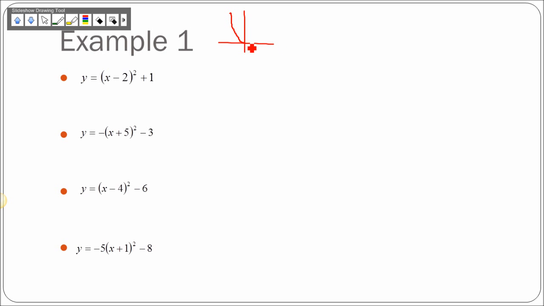This is the smiley face version. Notice how it turns around down here, and the turning point is at the bottom of the graph. We call this a minimum because the turning point is the lowest part of this graph. It comes down here, it turns around, and it goes back up. This is what we would call a minimum.